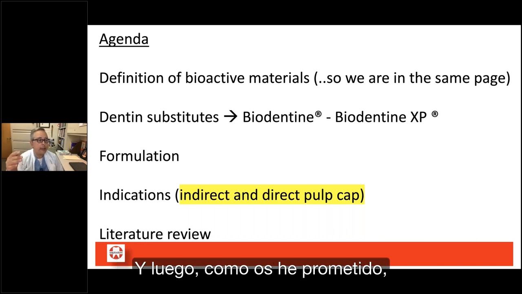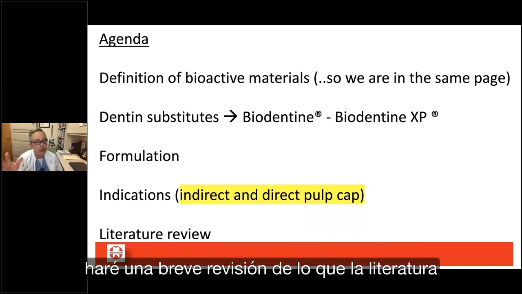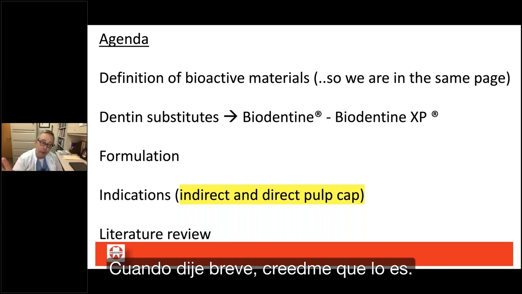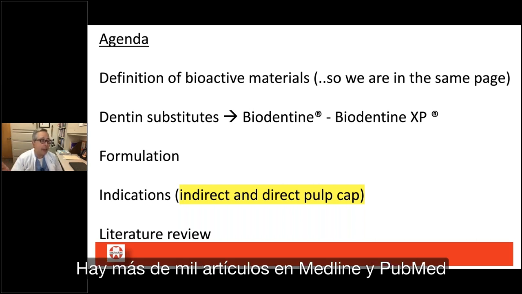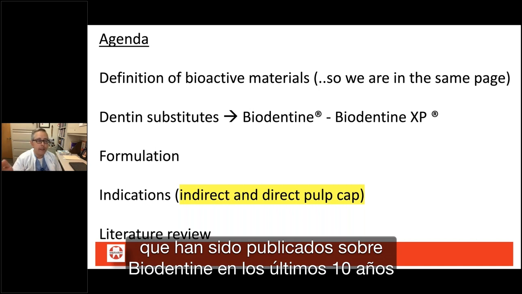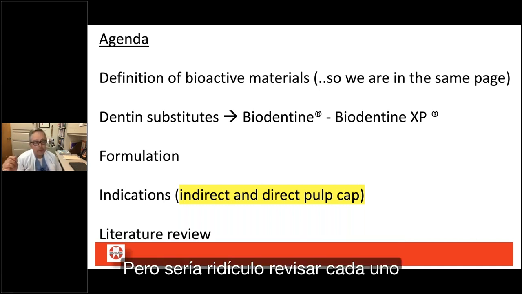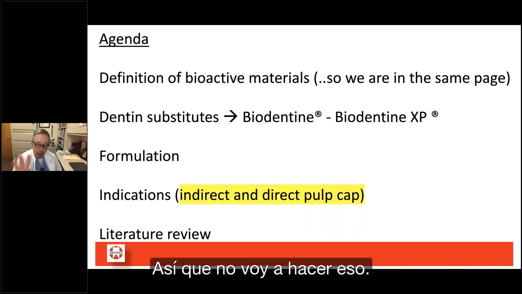So I will mention that, but I will place a lot of attention on the indirect use of Biodentine XP. And then, as I promised, I will have a brief review of what the literature tells us about Biodentine. When I say brief, believe me, it's a brief review. There are over 1,000 articles in Medline and PubMed published about Biodentine in the last 10 years, maybe more, but it would be ridiculous to review 1,000 articles. So I'm not going to do that.